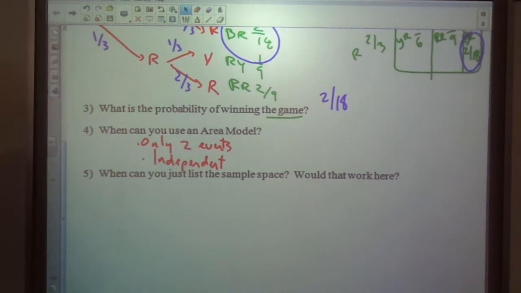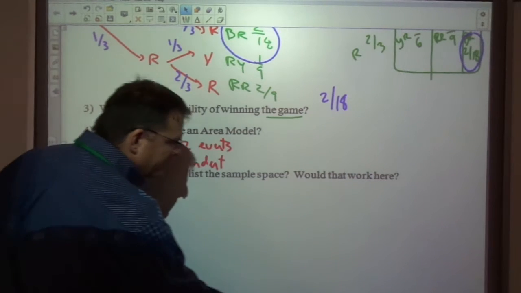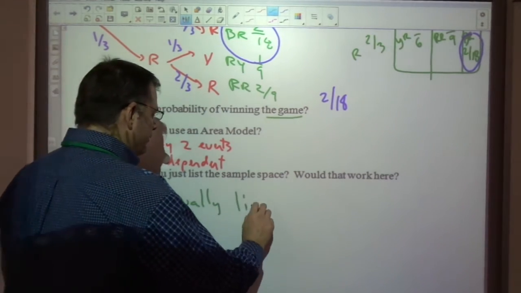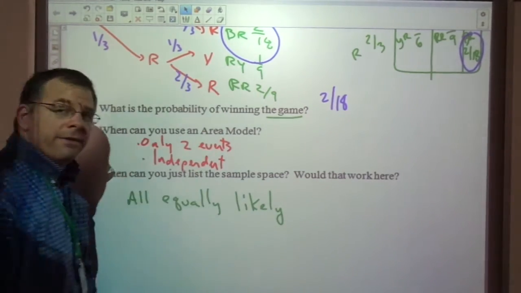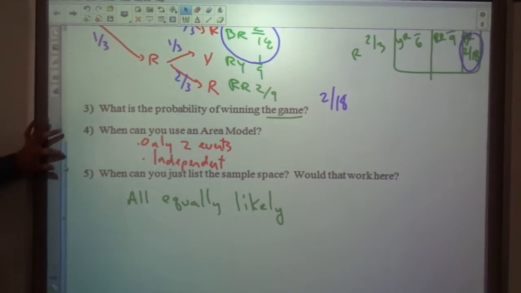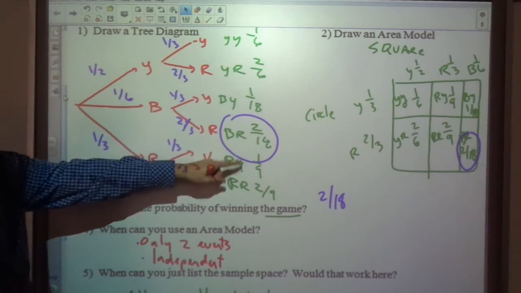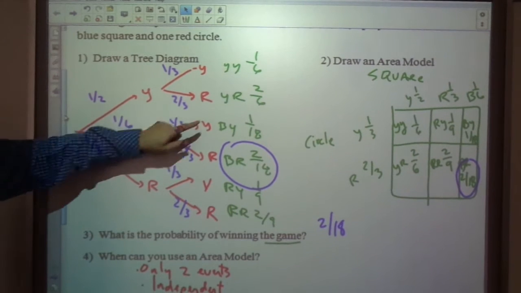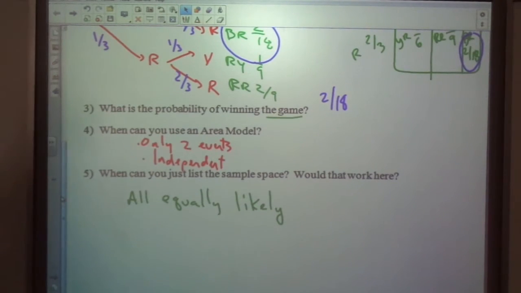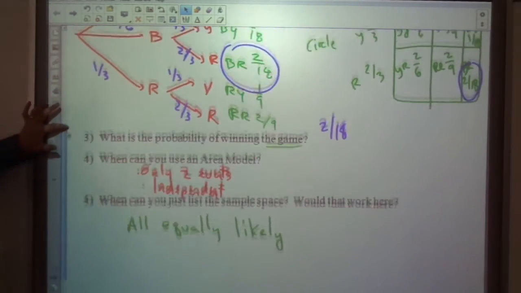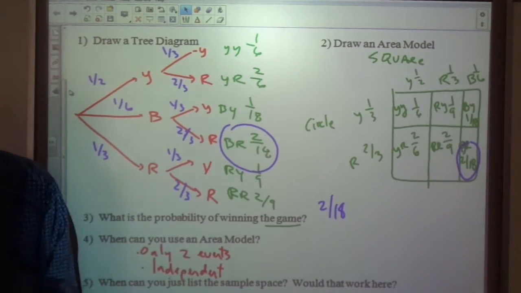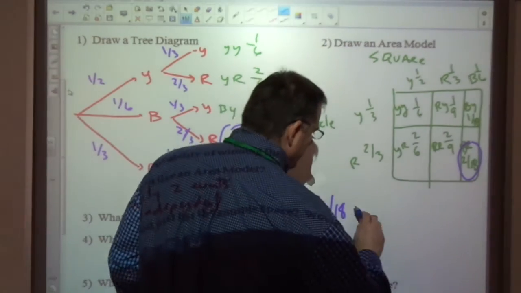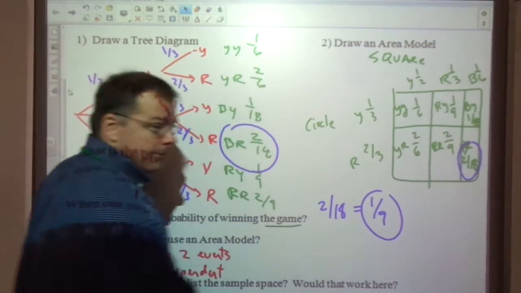When can you just list the sample space? You can list the sample space when they are all equally likely. So when there's the same chance of everything happening, that's when you can just list them. Would that work here? No, because these are not all equally likely. The least likely thing is to get blue, yellow. The most likely thing to happen is probably to get yellow, red. But because they are not all the same probabilities, we can't just list them and say there's a 1 out of 6 chance of winning this game. That's not true. It's a 2 out of 18 chance, or 1/9. I should probably have reduced this to 1/9. That's the best answer.